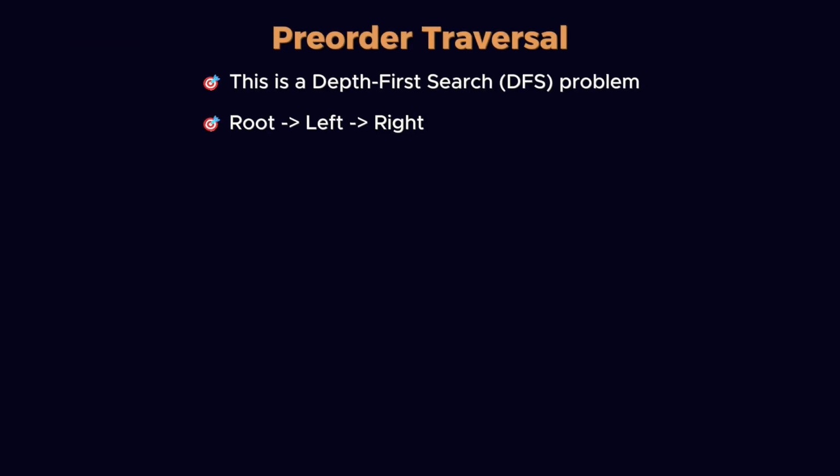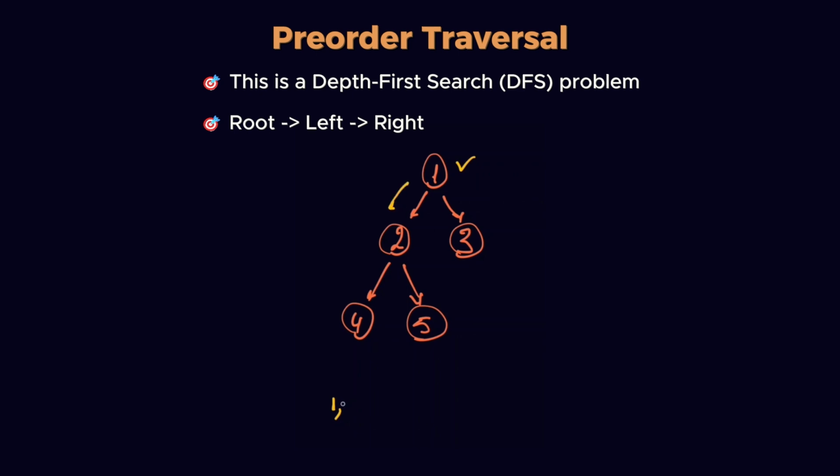Pre-order traversal. Visit the root first, then the left child, then the right. Let's traverse the example together. We visit node 1 first. It is the root, so we add 1 to our result list. Now we move to the left child of 1, which is node 2, and we visit it. From node 2, we again go left to node 4 and visit it. Node 4 has no children, so we return back to node 2. Now we move to the right child of 2, node 5, and visit it.